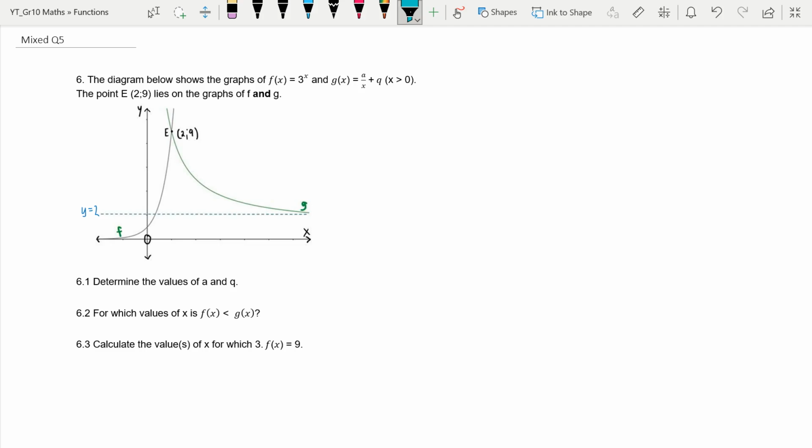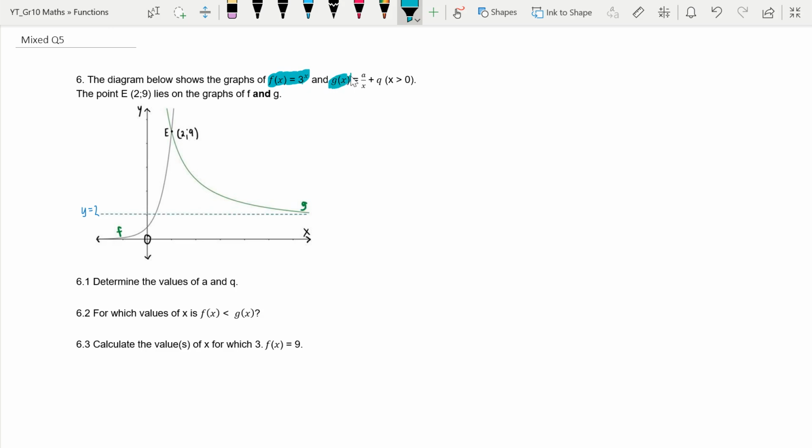In this video, we will be looking at question 6 and question 7 from the workbook. So let's jump in. It says the diagram below shows the graph of f, and we immediately, grade 10s, need to be able to identify that as an exponential. Our x is part of the exponent.